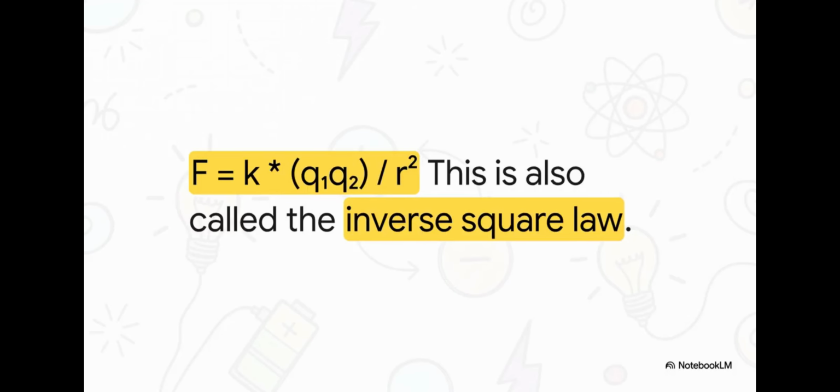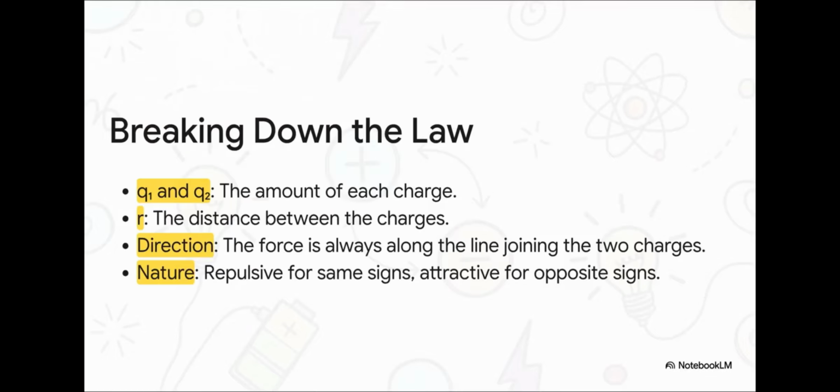I know, equations can look a little scary, but this one is pure elegance. It simply says the force, F, depends on how big the charges are, Q1 and Q2, and how far apart they are, R. Let's just pull this apart real quick. It's simpler than it looks. The part on top just means bigger charges make a bigger force. Makes sense. But the part on the bottom is the really cool part.